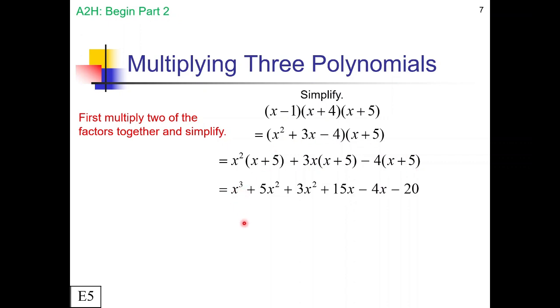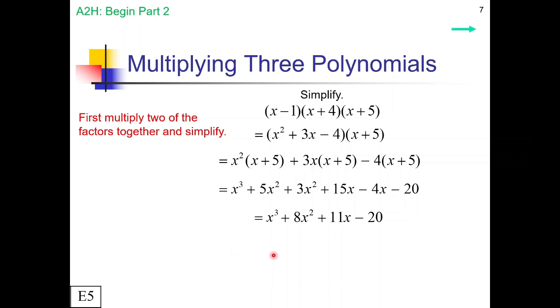X cubed is the only cubed there. We have 5 and 3x squared gives me 8x squared. 15x minus 4x is 11x, and then finally we have this negative 20. And that's it. So again, multiply 2 of them together, simplify, then multiply by what's left over.